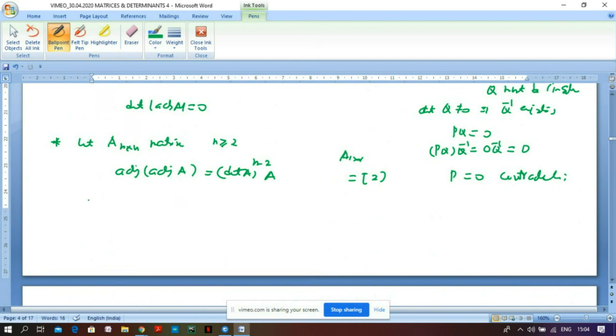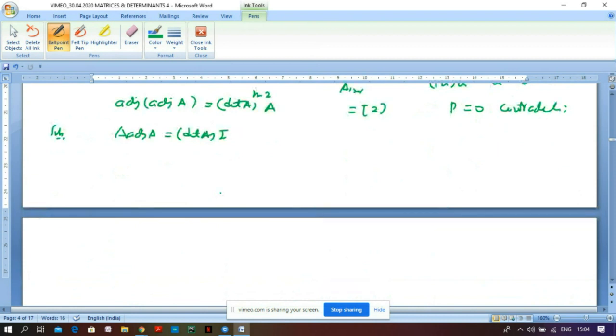Now, to prove it, we start again with our fundamental identity: adjoint A times adjoint of adjoint A is det of adjoint A times I. Because we have got adjoint of adjoint A, we replace A with adjoint of A. That makes sense. So this is det of adjoint of A, and then we can write that times I. This is what we can write.